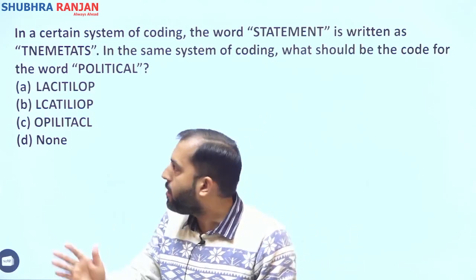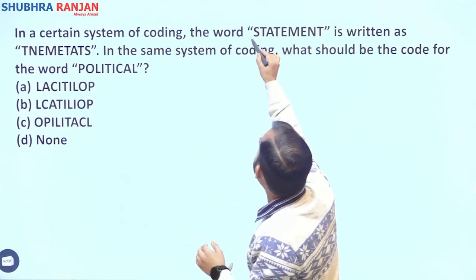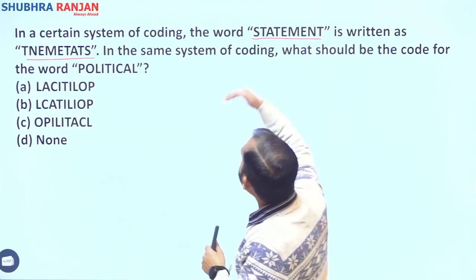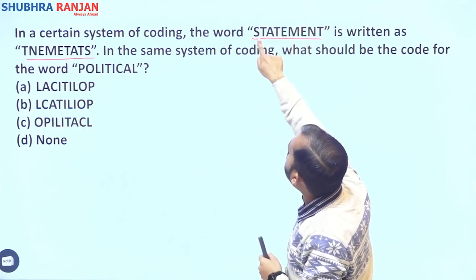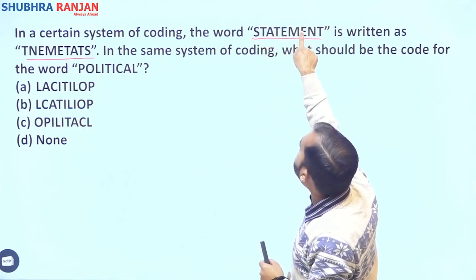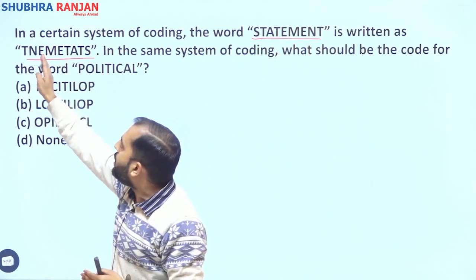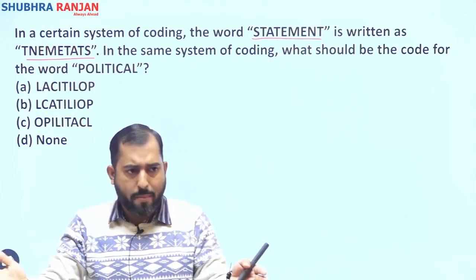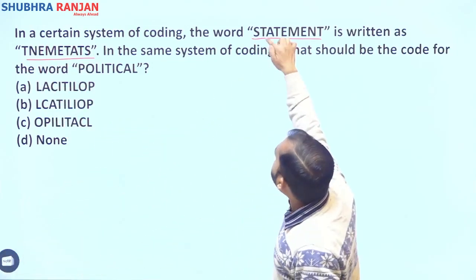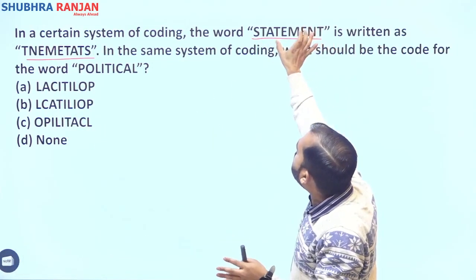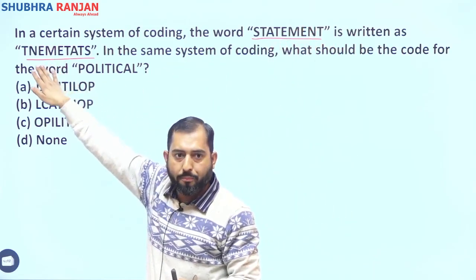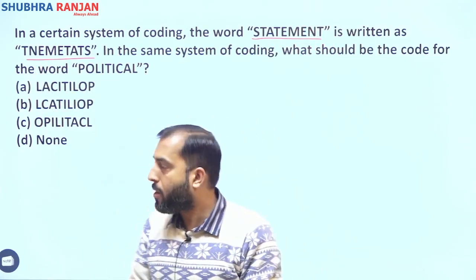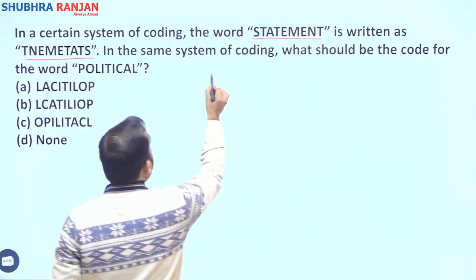How to determine that? See, the original word is STATEMENT, and the coded word is this. How many letters are there in the original word? 1, 2, 3, 4, 5, 6, 7, 8, 9. How many letters are there in the code? 1, 2, 3, 4, 5, 6, 7, 8, 9. The first condition is met. Second condition, I can see each letter of the original word is present in this code also. So it means there is a change in order only, nothing else. Okay. So STATEMENT, S.